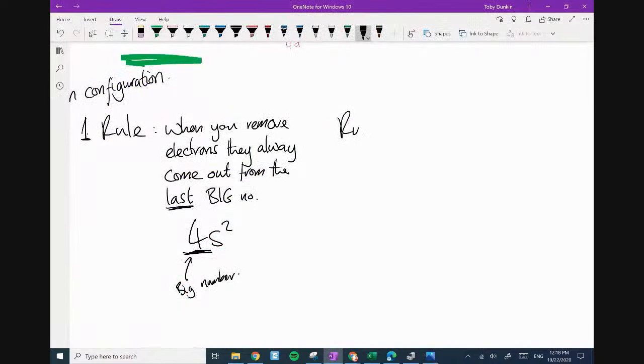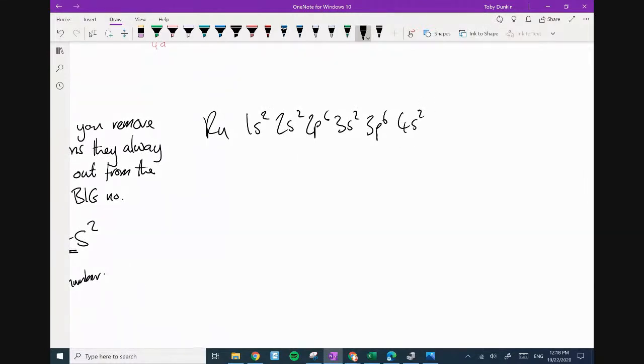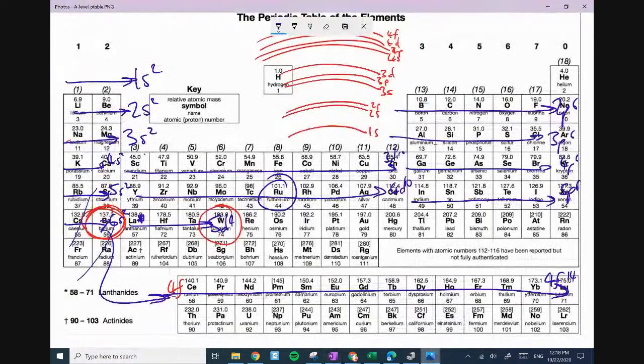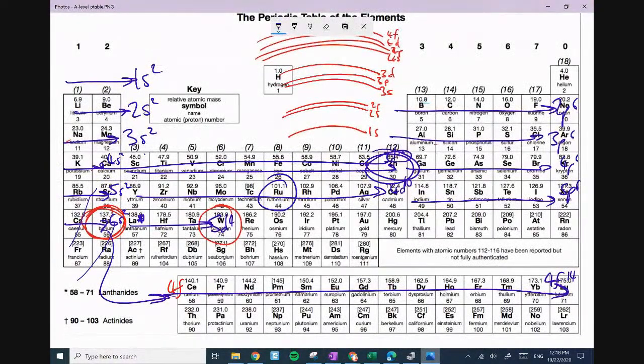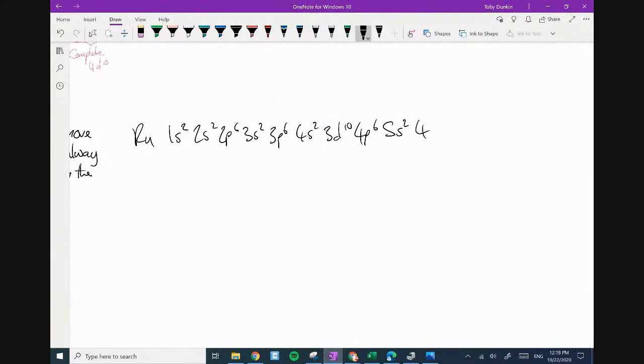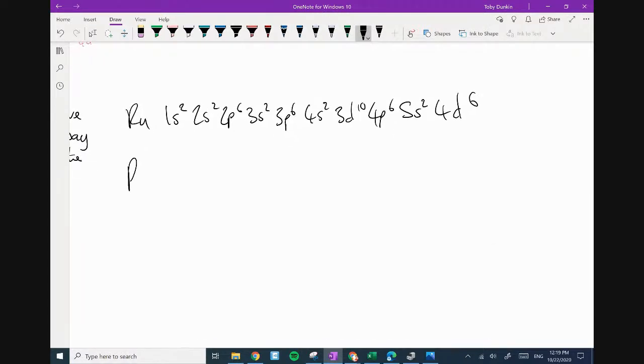Ru. Right. 1s2, 2s2, 2p6, back to the beginning, 3s2, skip over 3p6, back to the beginning, 4s2, 3d10. So where are we up to now? We're up to zinc. Keep going. 4p6, 5s2, and then is it an oddity? It's not an oddity. So it's 1, 2, 3, 4, 5, 6, so 4d6. I like it. So there's ruthenium. Now what we're going to do is ionize it.